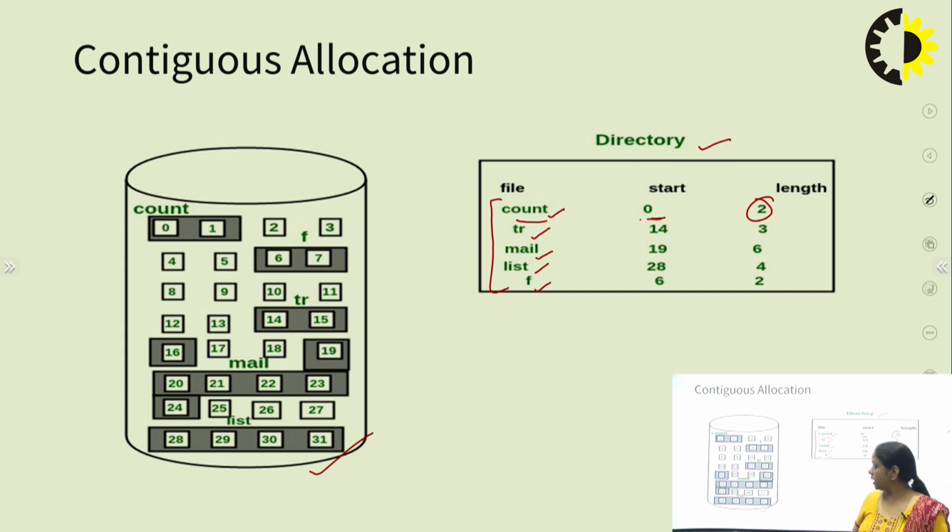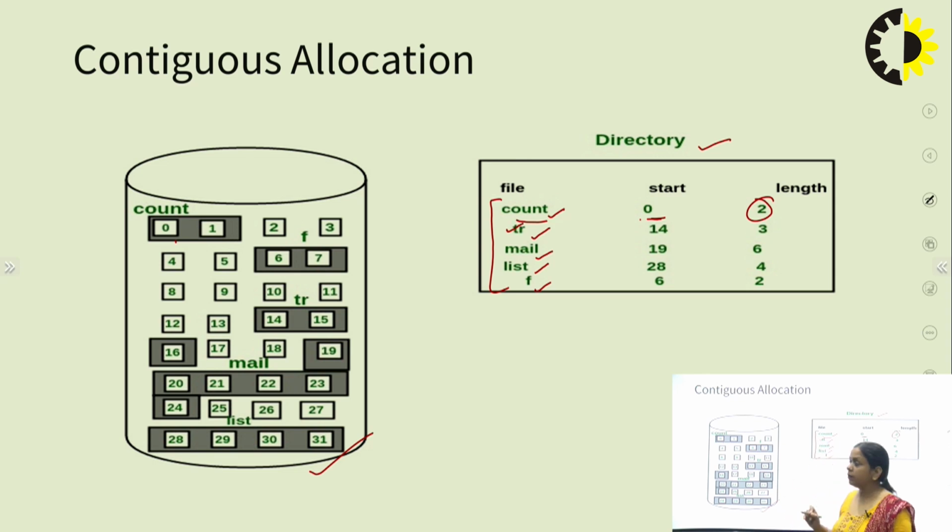What does it mean? It means you can see here in the secondary storage memory, the count file will be stored from the starting of the secondary storage. It starts from 0 and the length of the file is 2. That's why it is stored contiguously in the secondary storage from block 0 to block 1, because the length is 2. So the file can be stored in these 2 blocks contiguously. Next file is tr.